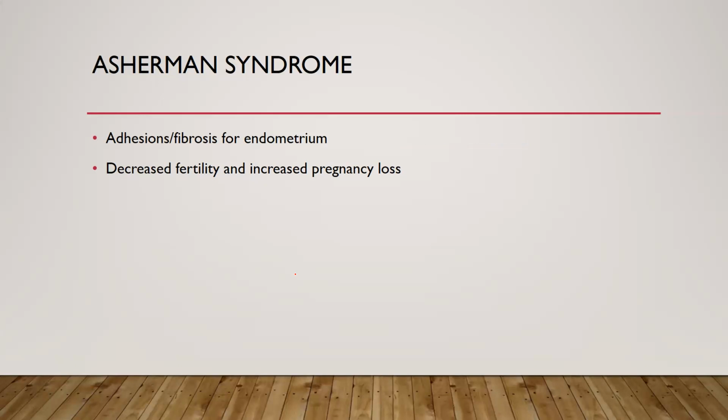Asherman syndrome is adhesion. So think Asherman's A, adhesions A. So adhesions or fibrosis of the endometrium. This can be associated with decreased fertility and increased loss of pregnancy because of that fibrotic tissue. It will affect the ability for the endometrium to develop that nice squishy lining for an implanted embryo, and therefore will affect potentially placental development.